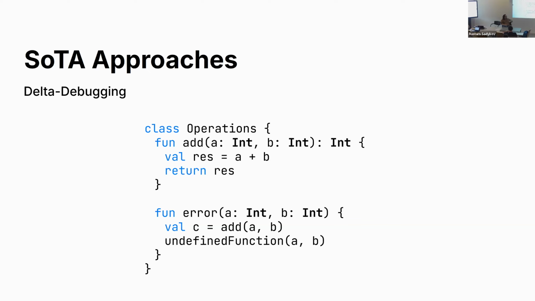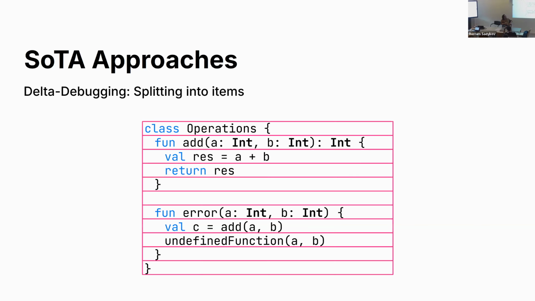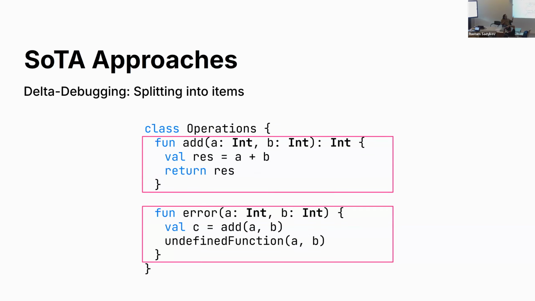For example, we have such code, and it's quite simple. The first step that we should do is split this code into some smaller items. It can be anything. For example, it could be lines, or something smaller and more complex like functions, or even something hierarchical like trees, like AST.